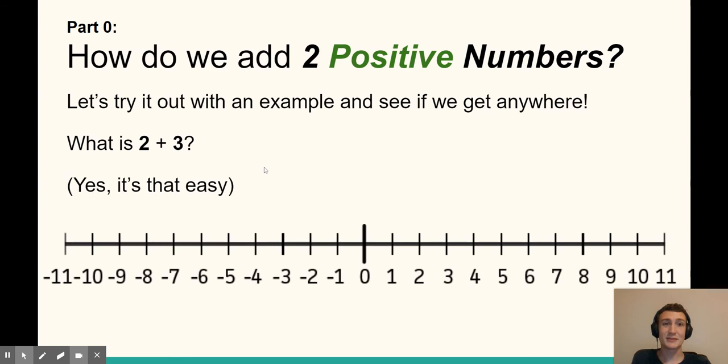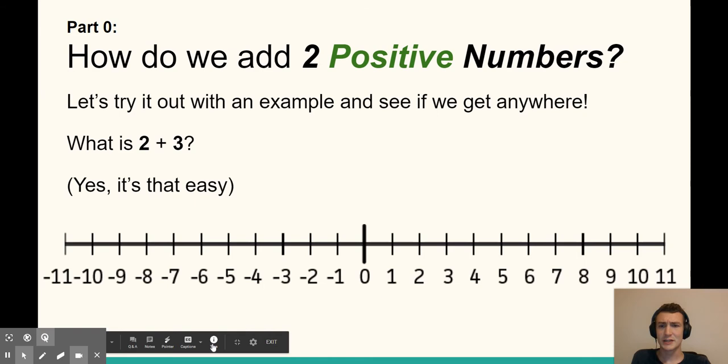It's that easy. Okay, 2 plus 3, well, the way we're gonna do this, guys, is I'm gonna use my pen here. We'll do a nice orange because I like the Giants and the Dodgers won the World Series. I'm a little sad about that.